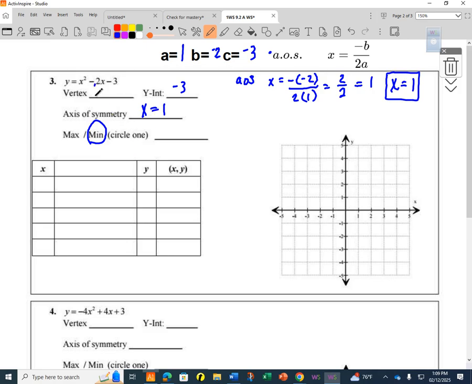So we're going to find the vertex. It's an ordered pair, and we talked multiple times today, the x-coordinate of the vertex is the axis of symmetry value. So we're going to go ahead and put that there. To find the y value of the vertex, we plug this number in the original equation. So y equals 1 squared, so instead of x squared it's 1 squared, minus 2 times 1, minus 3. So y equals 1 minus 2 minus 3. And so now we know the y-coordinate of the vertex is -4.